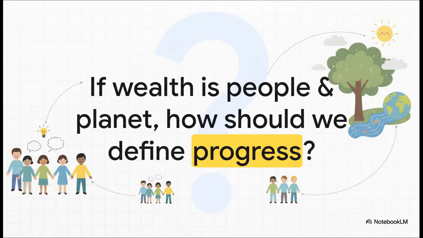So I'll leave you with this question to think about. If we really believe that a nation's true wealth is its people and its planet, how does that change our definition of progress? What does it really mean for a country to be developed? It's a question that kind of makes you rethink everything, doesn't it?